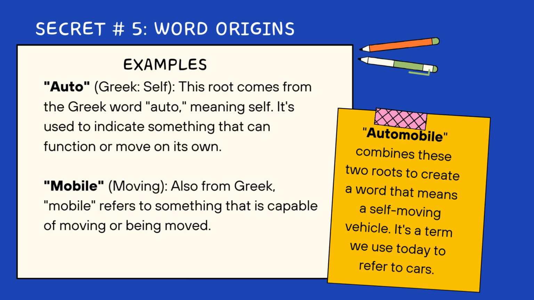Mobile, moving, also from Greek. Mobile refers to something that is capable of moving or being moved. Automobile combines these two roots to create a word that means a self-moving vehicle. It's a term we use today to refer to cars.